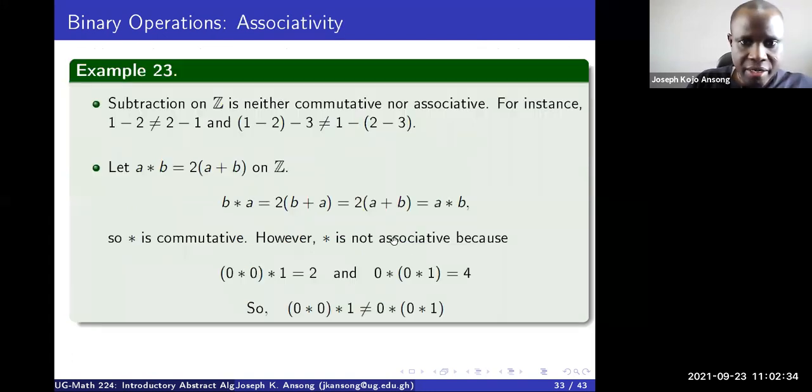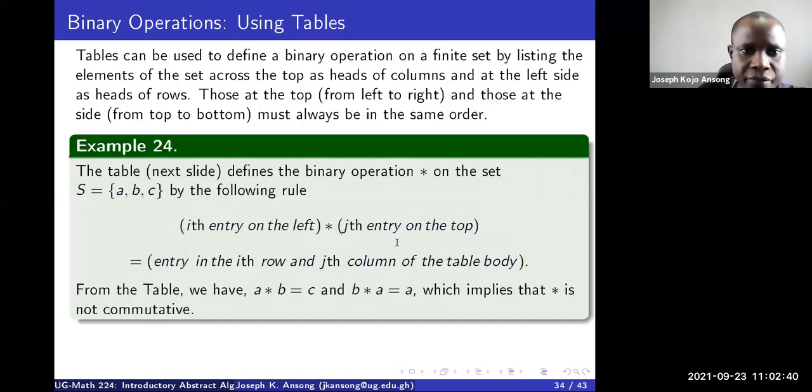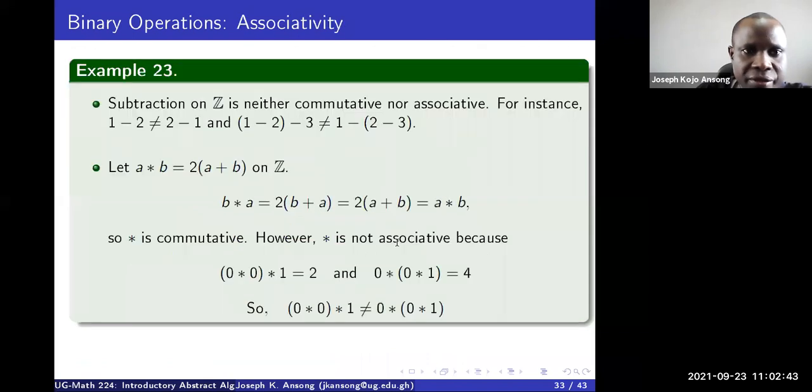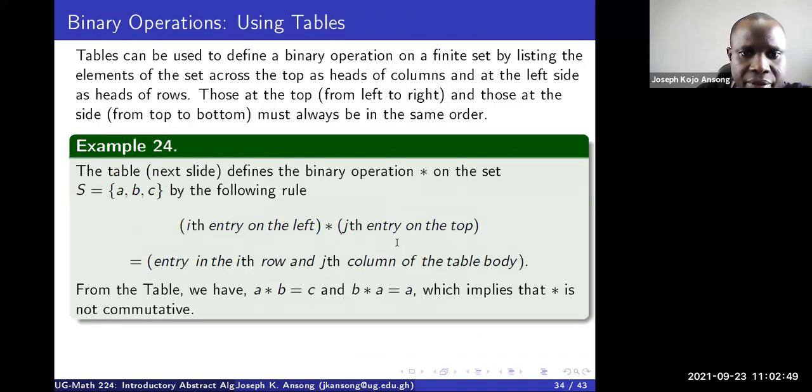So here we are done with the concept of commutativity and associativity. Our next line of action is to show that we can actually represent binary operations using tables. Okay, that is what I want to do next. So we can use tables to demonstrate binary operations on finite sets.